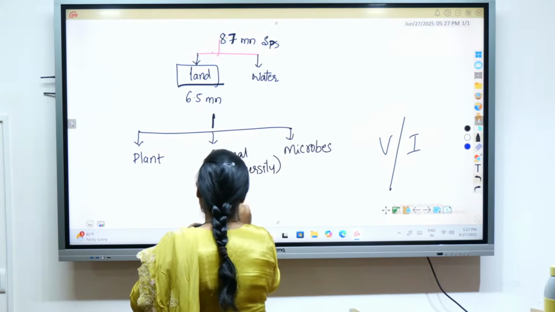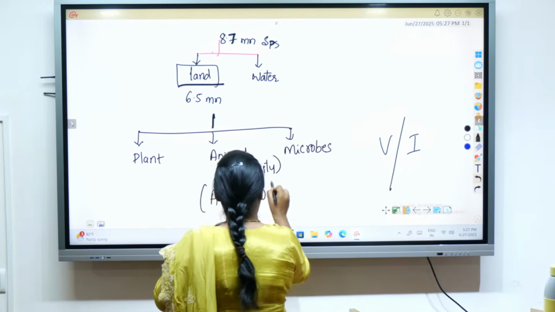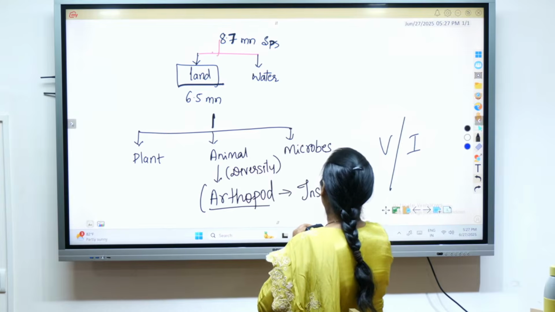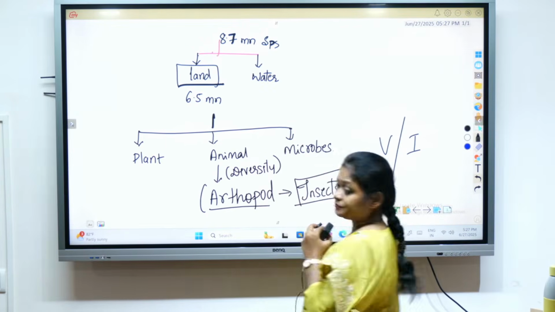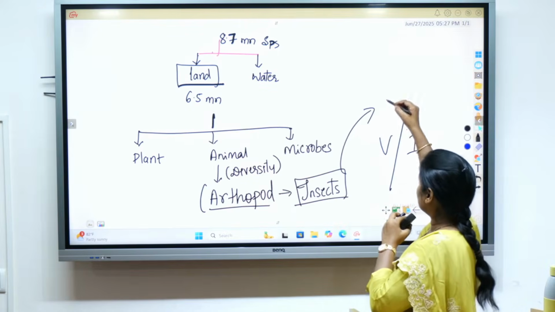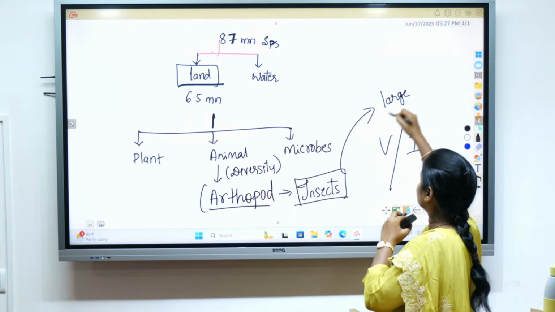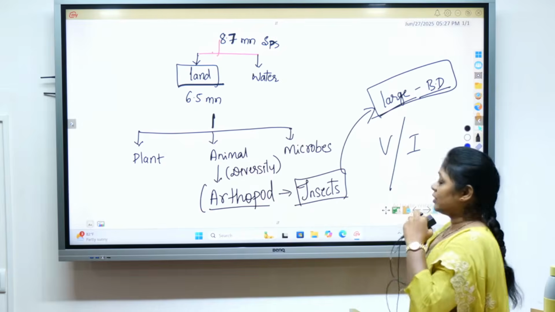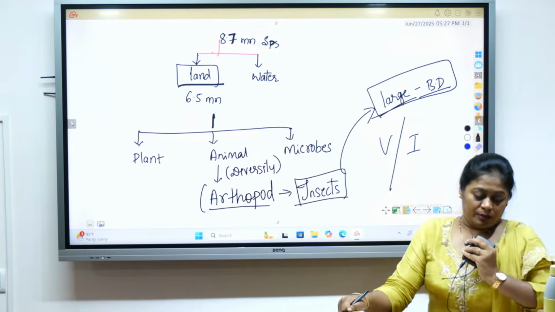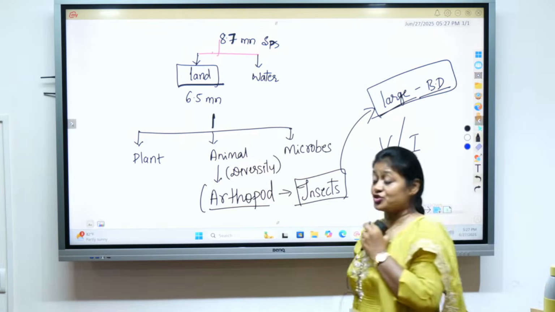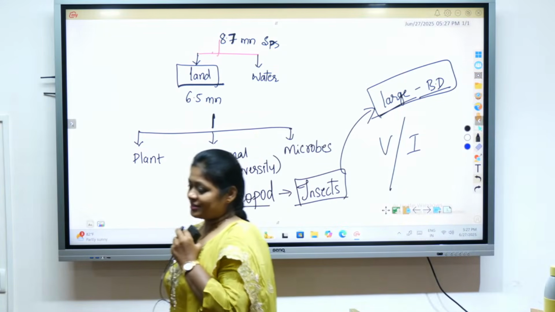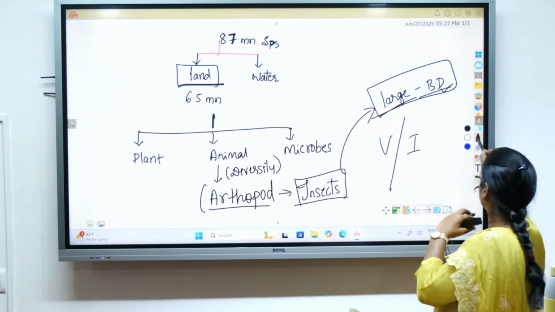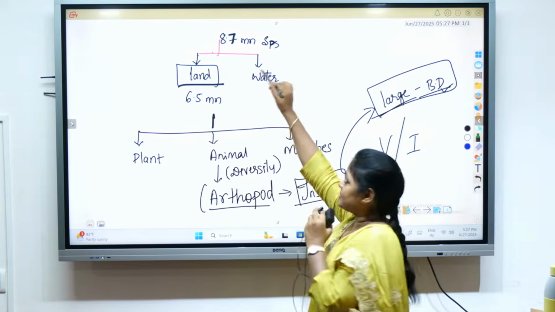Arthropoda. In this, insects form the largest biodiversity. Insects have the highest species richness. So insects. Did you get this?